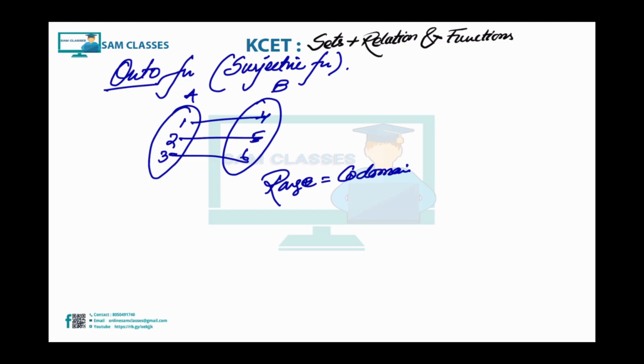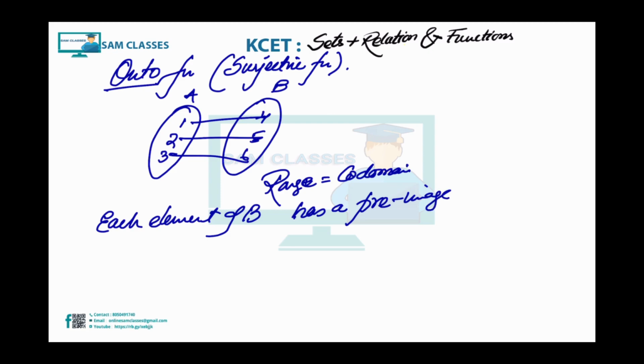So what is onto, students? Each element of B has a pre-image in A. We can see 4 has a pre-image 1, 6 has a pre-image 3, 5 has a pre-image 2. So each element of B is related to some element in A. When this happens, the range is equal to the codomain, and then we say it is an onto function or surjective function.